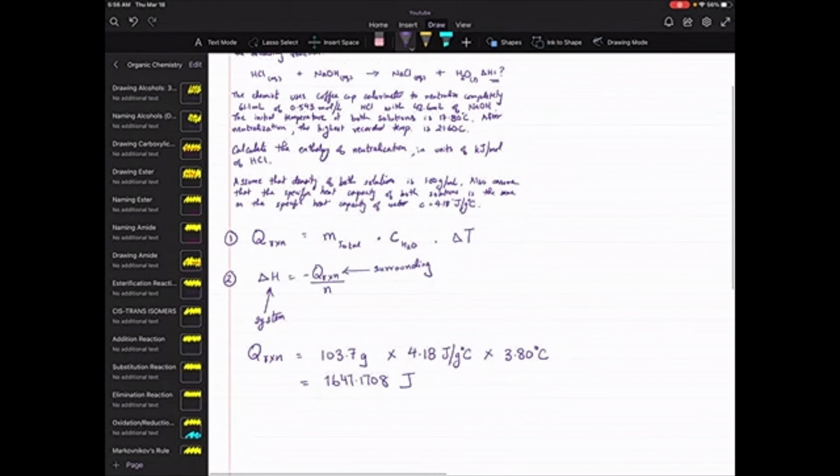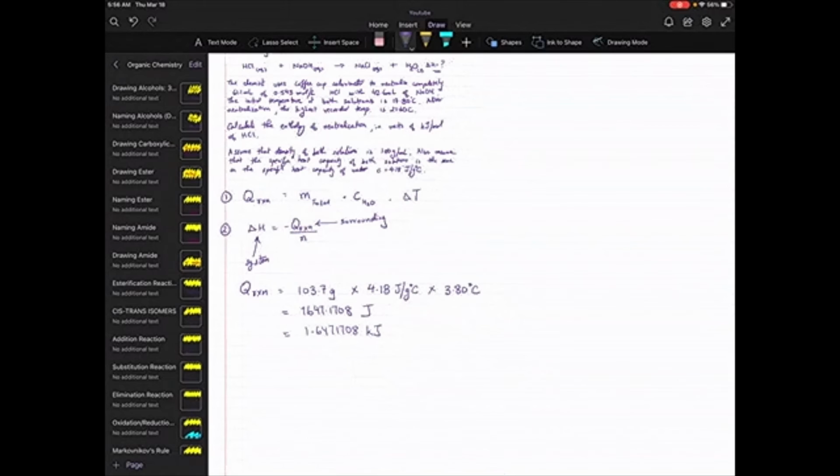Okay, so once we have the Q value, which is 1647.1708 joules of energy, we need to figure out the delta H. Now, for delta H, they have asked us the units kilojoules per mole. So we need to convert this energy into kilojoules. So this is going to be equal to 1.6471708 kilojoules. Just dividing by 1,000, right? We took 1647 divided by 1,000 and got 1.6471708 kilojoules of energy that was released in this reaction.